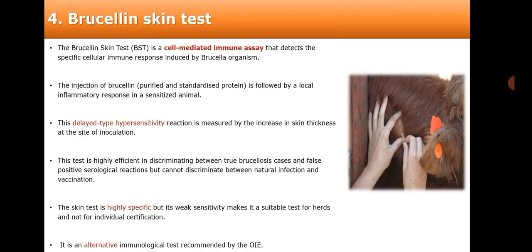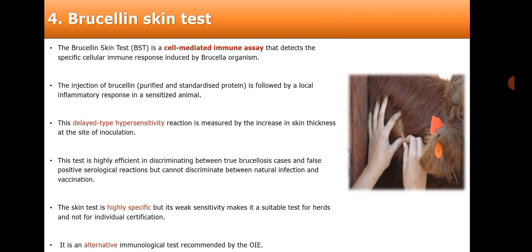This test is highly efficient in discriminating between true brucellosis cases and false positive serological reaction, but cannot discriminate between natural infection and vaccination. The skin test is highly specific, but its weak sensitivity makes it a suitable test for herds and not for individual certification. It is an alternative immunological test recommended by the OIE.